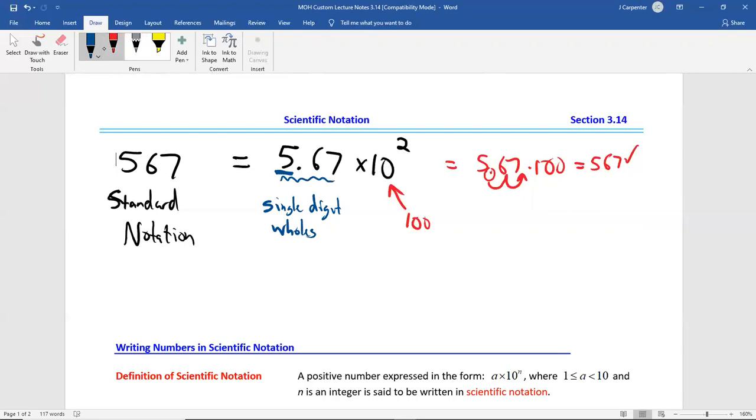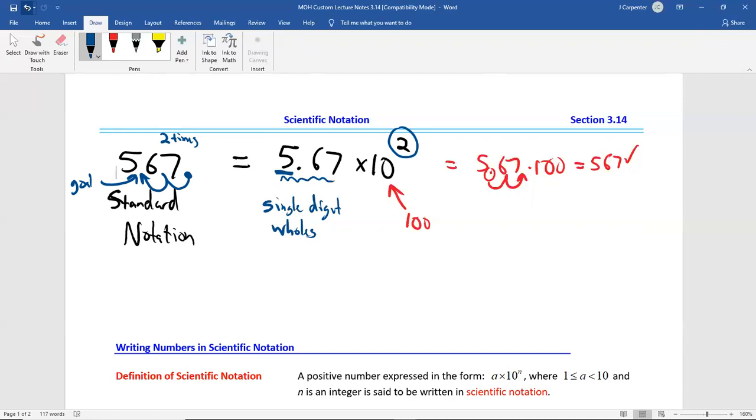So basically, our goal in going from standard notation to scientific notation is to take the decimal place in the number, which if you don't see it originally, is at the end, and the goal is to get that decimal there. So you need to take this decimal and move it left 1, 2 times. Because we moved the decimal 2 times, that is why the exponent is a 2.